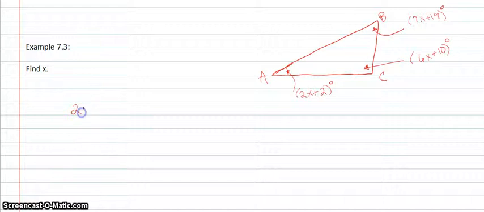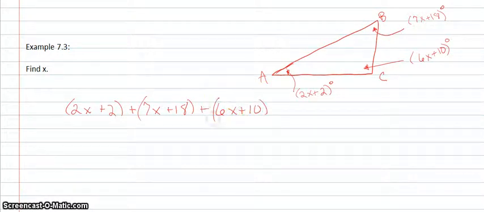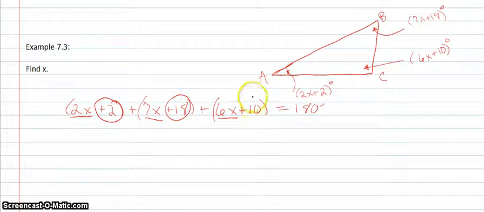So I can have 2x plus 2 plus 7x plus 18 plus 6x plus 10. And this is going to be equal to 180 degrees. So I can go ahead and combine my like terms. Since there isn't anything in front of the parentheses, I was just writing those in so we could tell that those were the three angles I was adding together for the triangle.